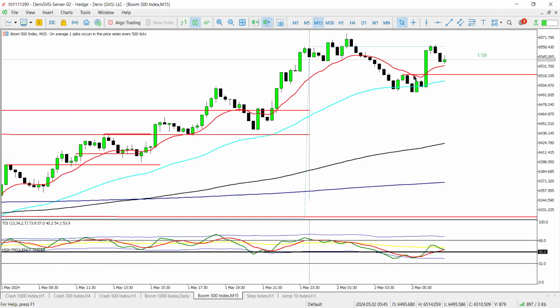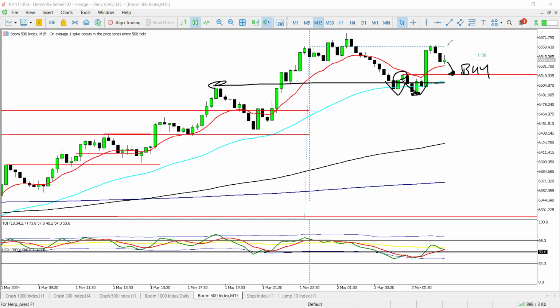M15, same area. That's an order block. If you're on M15, it's an order block. So price is bouncing off this area. We've got a W pattern. So we've got the lowest low. We've got an order block. So if we can tap, come a little bit lower, I would consider buys here.